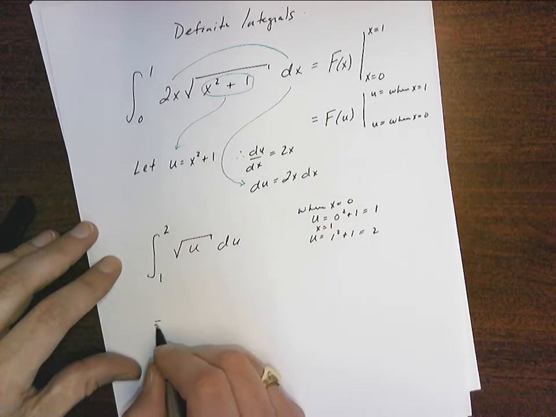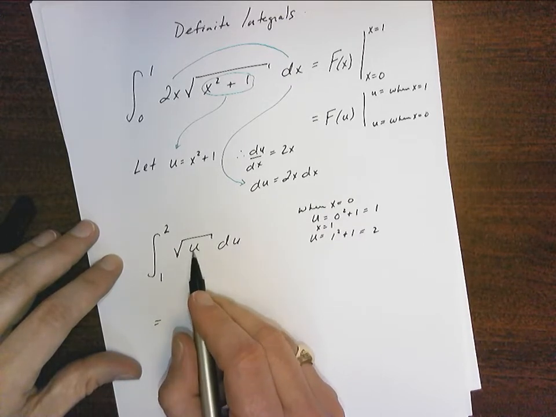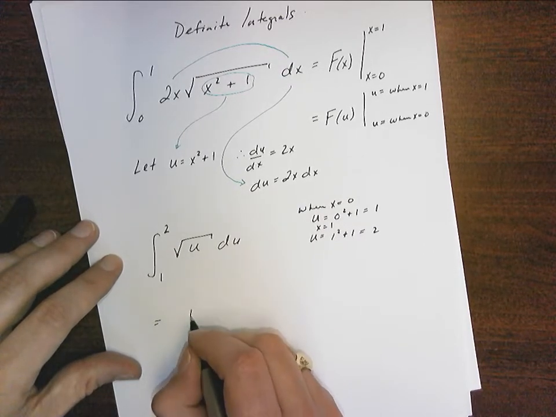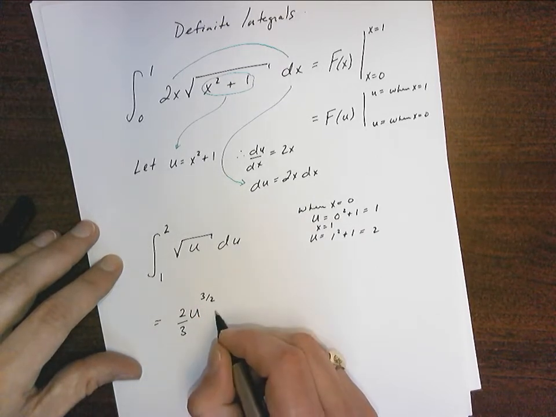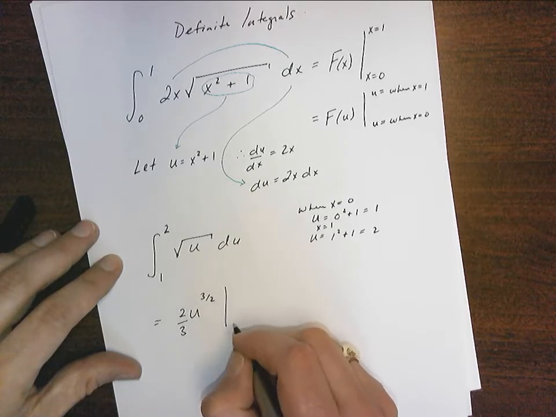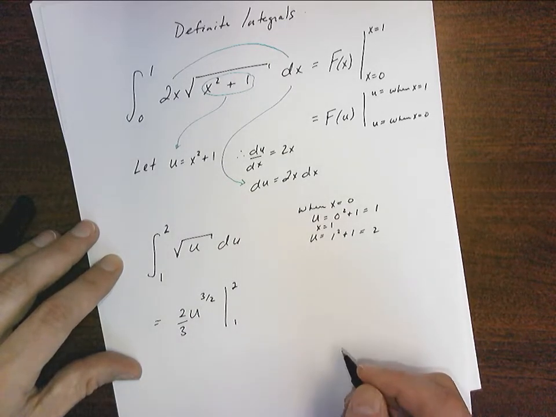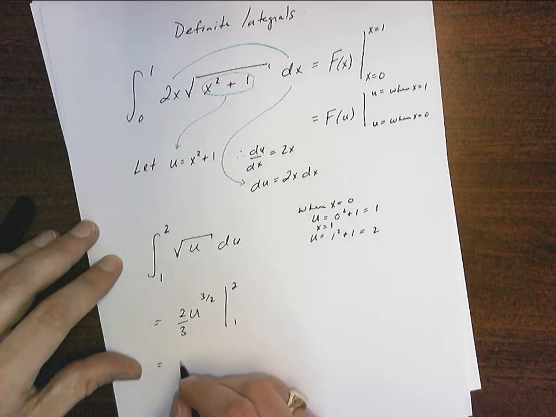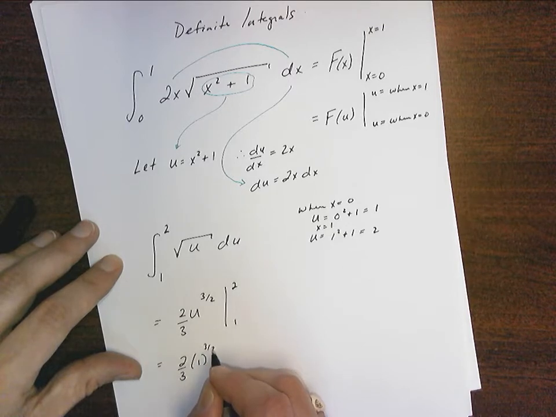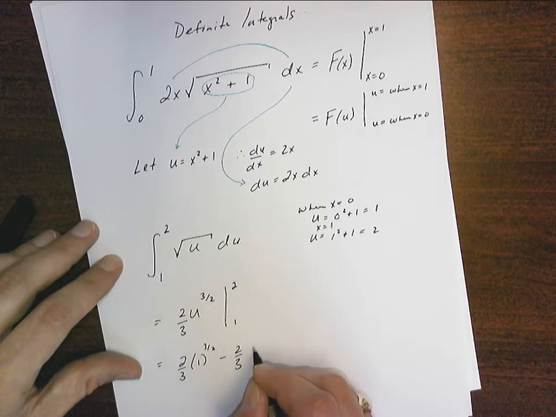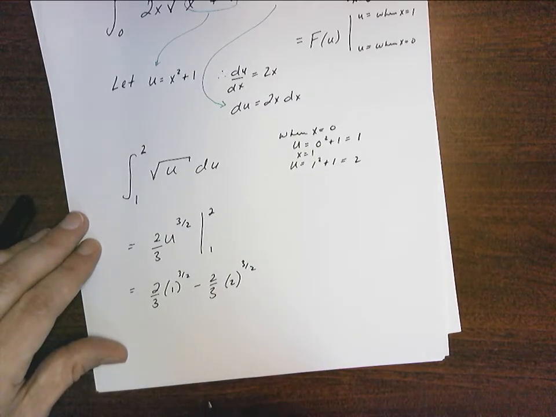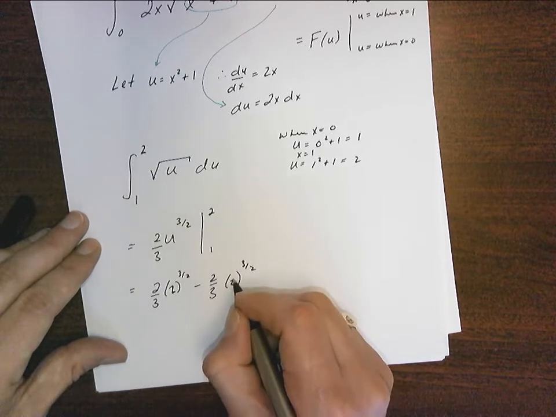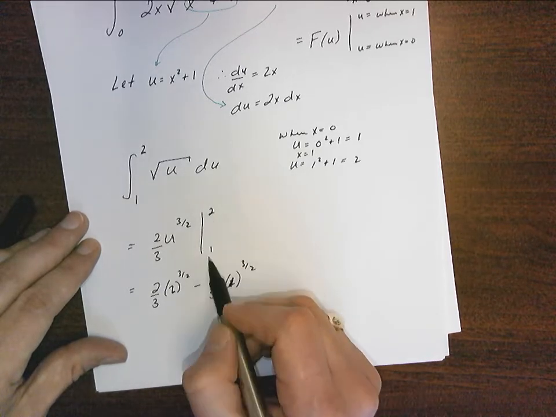So the antiderivative of root u is going to be 2 over 3 u to the 3 over 2. I don't need plus c anymore, between 1 and 2, which is going to equal 2 over 3 times 2 to the 3 over 2, subtract 2 over 3 times 1 to the 3 over 2. It's the other way around: so it's from this one, subtract that one.